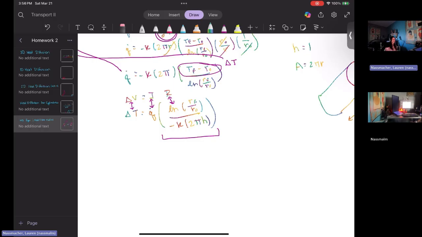So our complete analogy is: our change in voltage is equivalent to our change in temperature, our current is equivalent to our heat flow, and our resistance is equivalent to the natural log of the final over the initial radius, divided by negative thermal conductivity multiplied by 2 pi times the height of the cylinder.